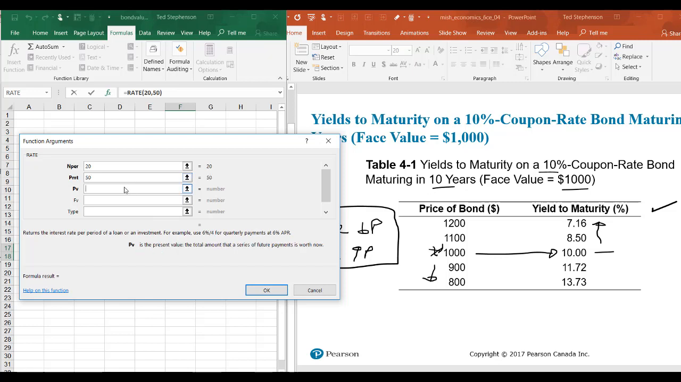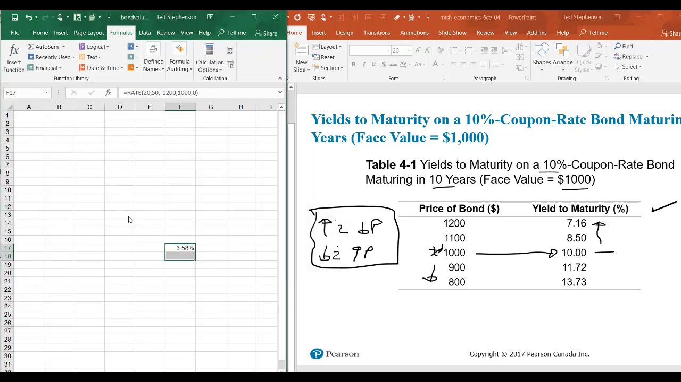Payment is 50. The present value for the first one, we're going to make it a negative. Remember, it's money out of our pocket, 1,200. The future value is the 1,000. And here it's saying logical, it's 1 if the payment is at the beginning of the year, or it's 0. Well, the coupon payment is at the end of the period, so we type that.